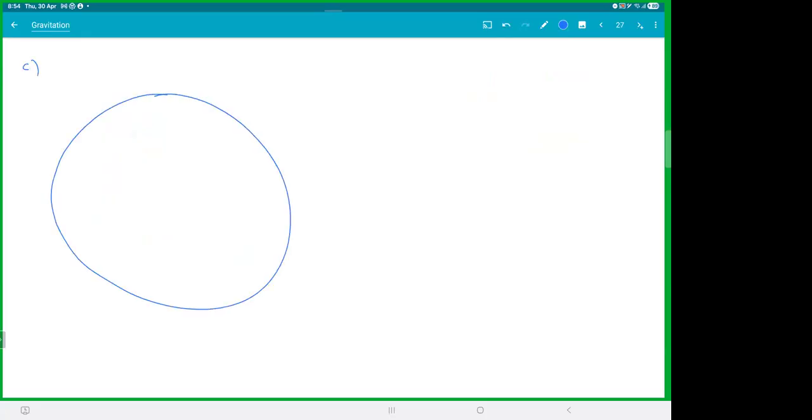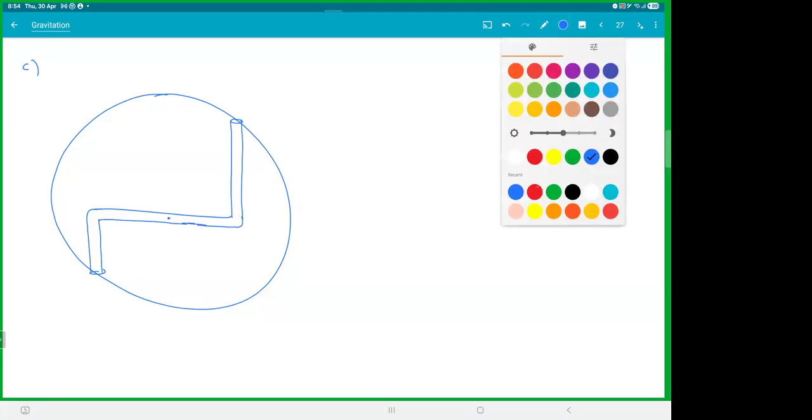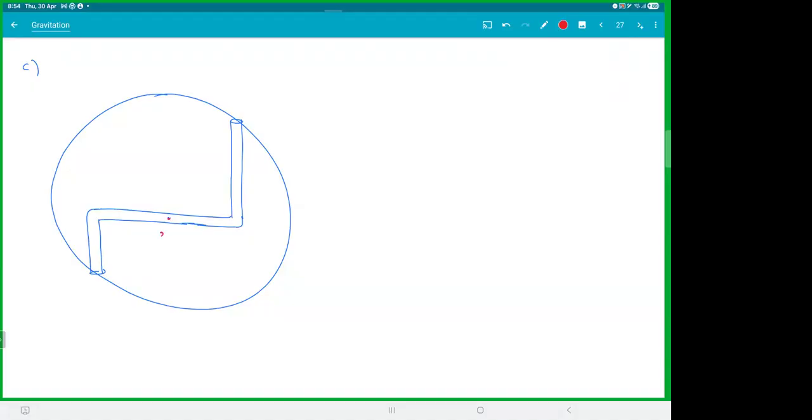Someone decided to dig a tunnel like this. That is your center. I didn't draw it properly. This is x is equal to a, this is x is equal to r by 2, this is x is equal to minus r by 2, and this is the tunnel there. So this is A, this is B, this is center, this is D, and this is E.